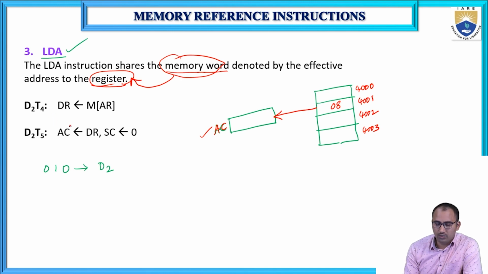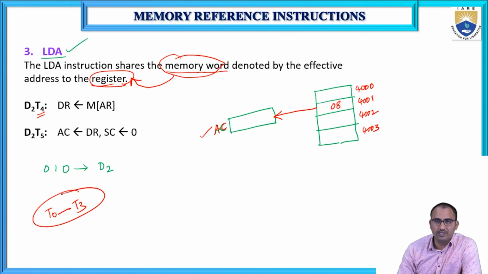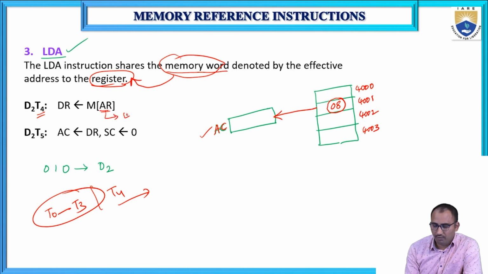Already we know that during T0, T1, T2, T3 cycles, the instruction will be fetched from the memory, then decoded, and it will be determined what type of operation it has to do. From T0 to T3 it is common for all the memory reference instructions. Only during T4 does the operation change. So during T4, what will happen? M of AR to DR. Here this is the data, 08, present at the address. Let us assume the address register is 4001.